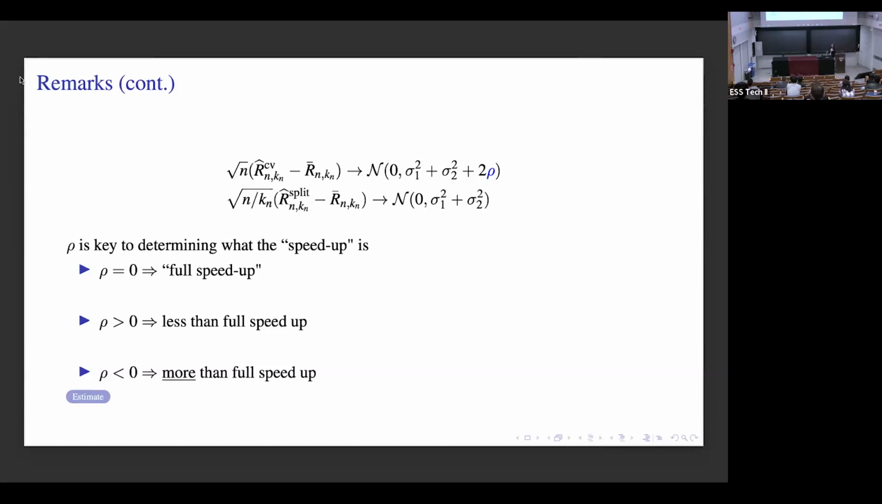If, however, rho is positive, that means the dependence between the folds is hurting you, and doing k-fold cross-validation is not as helpful as you would hope for it to be, and you're in the setup of less than full speed up. If, however, by some miracle, rho is actually negative, that means that the dependence between the folds, far from hurting you, actually helps you, and that the k-fold cross-validated risk is converging even faster than if you had k times more data to do a split risk. And we are going to see that this happens even for very simple estimators.